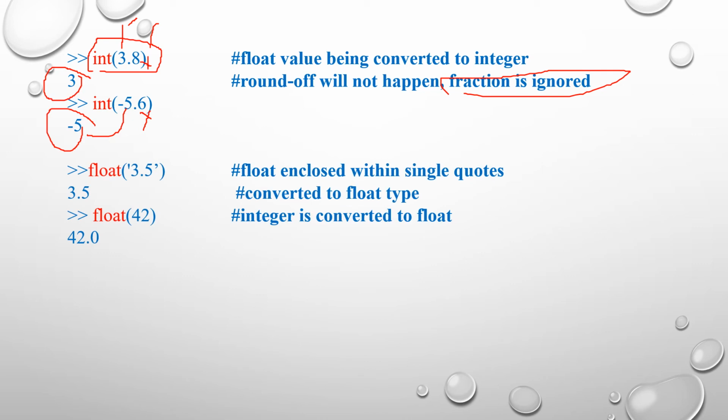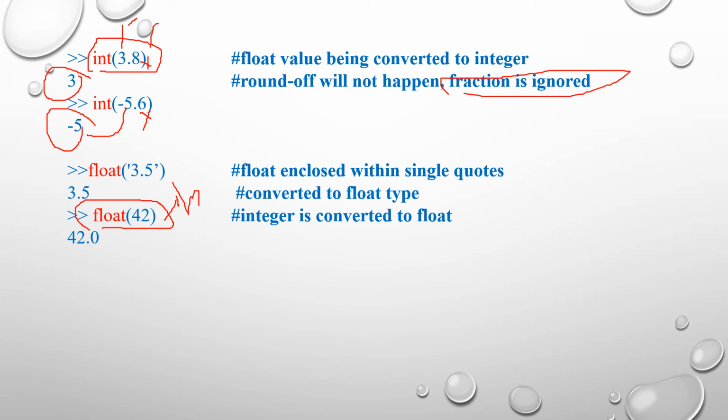So let's consider one more example. Float of '3.5', where the argument is enclosed with single quotes. So it displays 3.5. So the string '3.5' is converted to float type. And float of 42, where 42 is an integer value. So here the type conversion is float. It converts the arguments into float type.